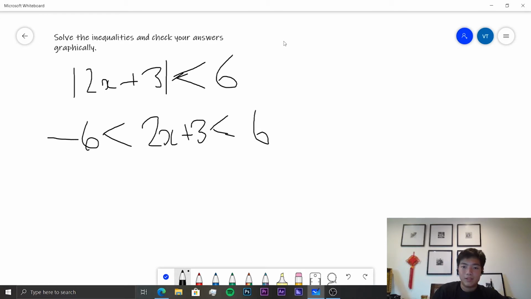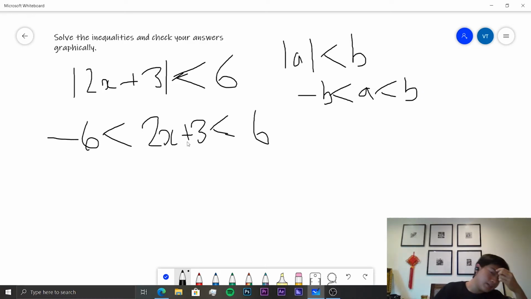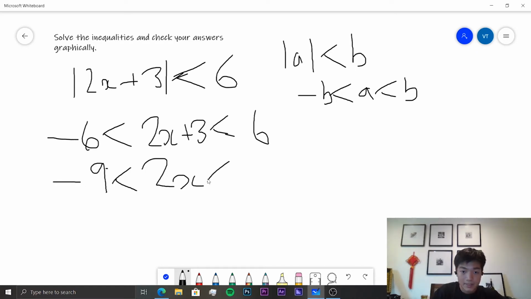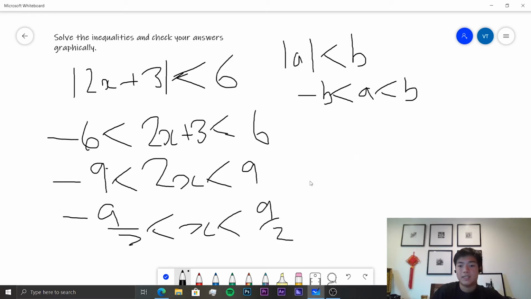If you remember from the earlier property, if we have something that is less than B, then negative B is less than or equal to A, which is less than or equal to B. So here we want to subtract 3 from both sides to get negative 9 is less than or equal to 2x, which is less than or equal to 9, and so negative 9 over 2 is less than or equal to x, which is less than or equal to 9 over 2. And we can check this inequality. We want to graph this.